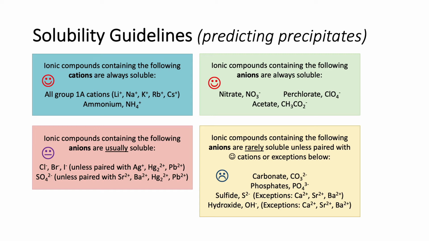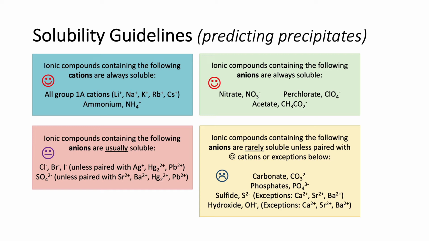Everything in this box, assume it is insoluble unless you put it with a smiley face cation. So carbonates are not soluble unless, for example, sodium carbonate is soluble because sodium is a happy face cation. Okay? Phosphates are not soluble, but you could put them with, let's say, ammonium or potassium or sodium. So those phosphates would be soluble, but any other phosphate would be insoluble.